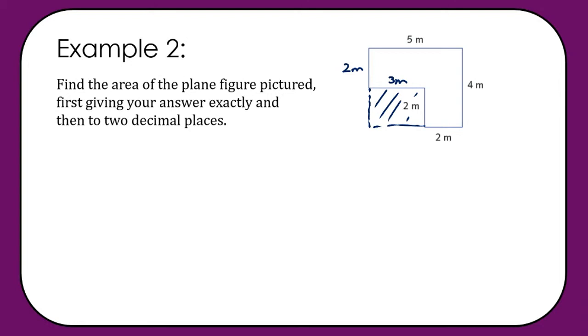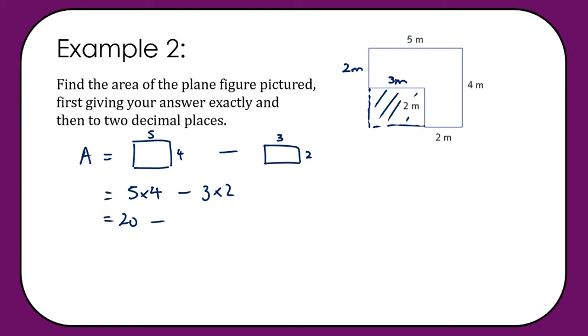So if I think about the area as being the total rectangle, which is 5 by 4, minus this smaller rectangle, which is 2 by 3, then I can see that I'm going to have 5 times 4 minus 3 times 2, 20 minus 6, which gives me 14 metres squared. So lots of different ways to go about that problem, but sometimes look for the subtraction option rather than addition. There are examples where it is the easier option.